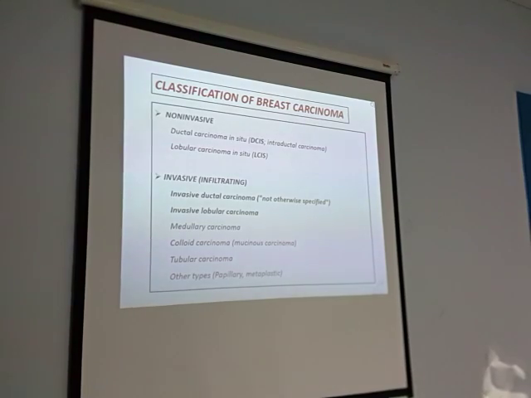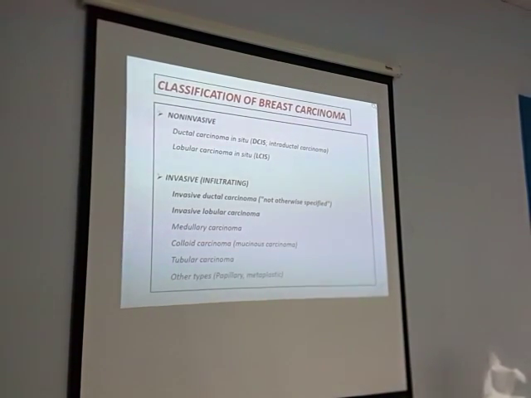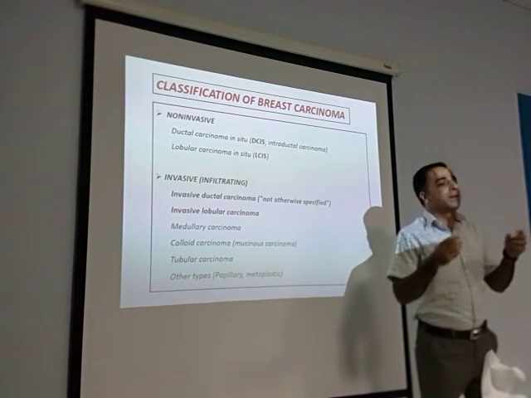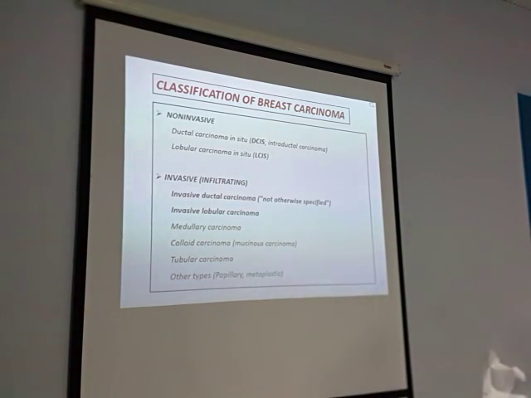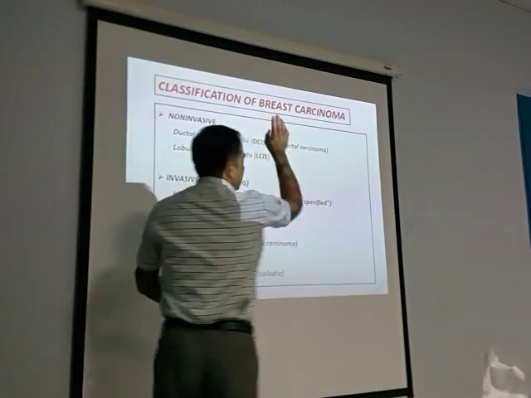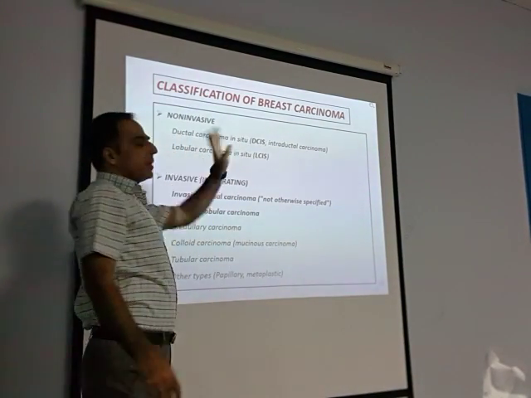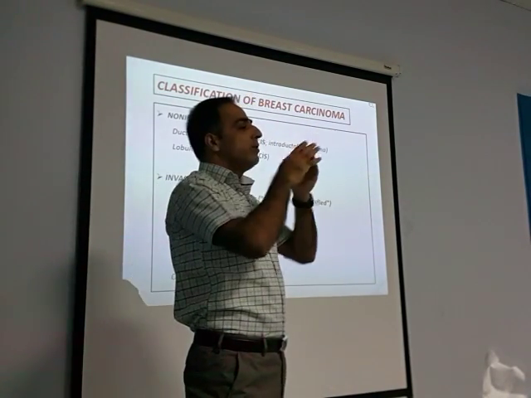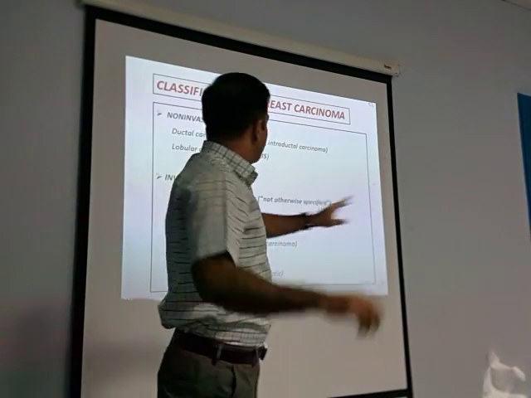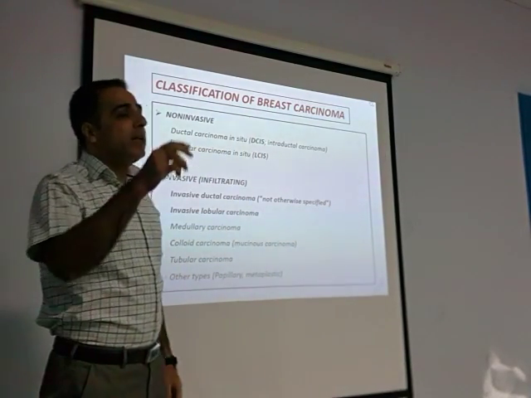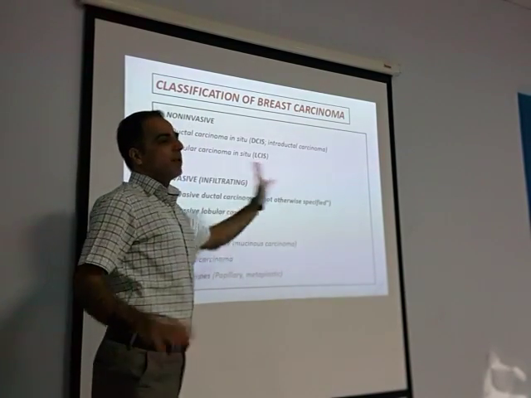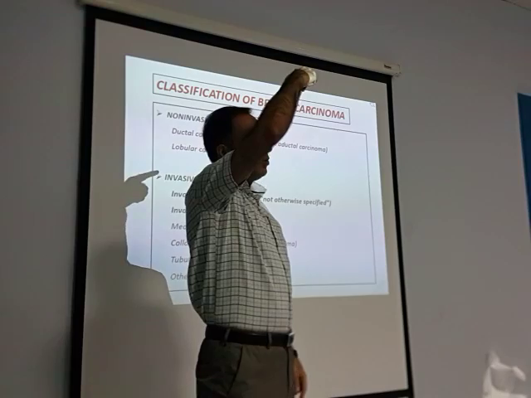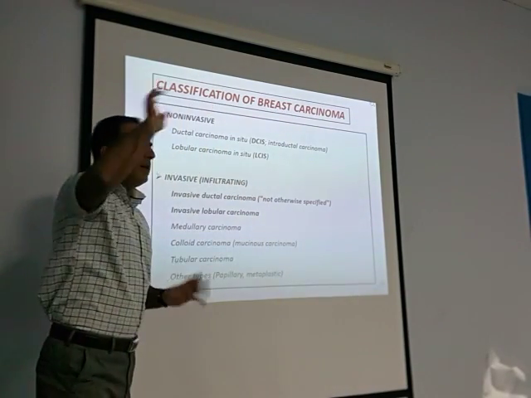There are two types, non-invasive and invasive. We call non-invasive in situ, and invasive we call infiltrating. We have ducts and lobules in the breast, so whether it arises from the duct or from the lobule, we divide it accordingly. Non-invasive: ductal carcinoma in situ arises from the ducts, lobular carcinoma in situ from the lobules. But they remain confined to the ducts or the lobule. They will not cross the basement membrane. This is the difference. In invasive or infiltrating, we have invasive ductal carcinoma and invasive lobular carcinoma. So two varieties: in situ also ductal and lobular, invasive also ductal and lobular.